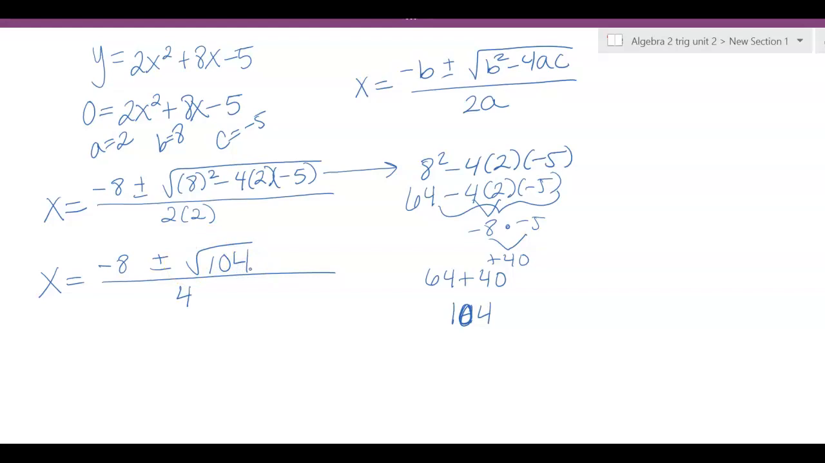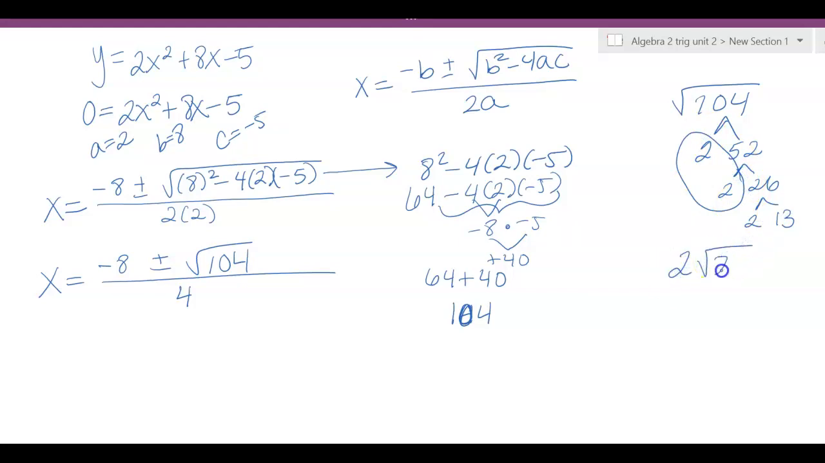Okay. The next thing I need to know is if 104 simplifies, if I can break down that radical. So it's 2 times 52, which is 2 times 26, which is 2 times 13. So there are a pair of 2's. So the square root of 104 is the same as 2 times the square root of 26. And I'm going to rewrite it that way in my quadratic.